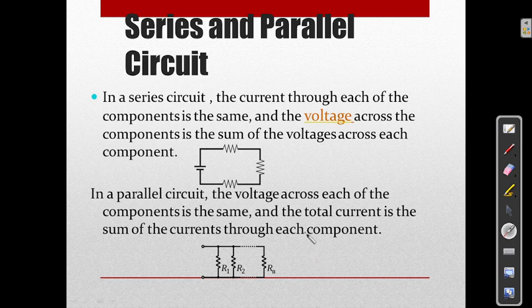Whereas in a series circuit, current is the same and voltage is the sum of the voltage across each component. Here in the parallel circuit, the voltage is the same across each component, but the total current is equal to the sum of the current through each component. This is the main difference between the series and parallel circuit. In series, current is the same. In parallel, voltage is the same.